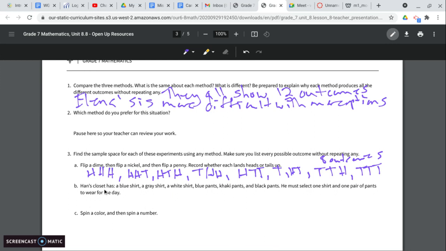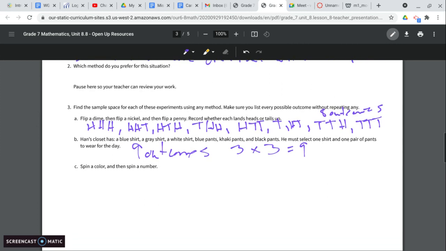For B, Hans' closet has a blue shirt, a gray shirt, a white shirt, blue pants, khaki pants, black pants. He must select 1 shirt and 1 pair of pants to wear for each day. Once again, a table is probably going to be one of the easiest methods, either that or the tree diagram. I don't quite have enough space to list all of them out, but there are 9 outcomes. So we had 3 shirt options times 3 pant options, which gives us the 9.